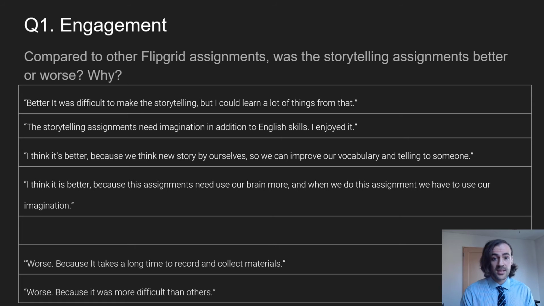Overwhelmingly positive, as you can read here. They needed imagination in addition to English skills, so they enjoyed it. They liked thinking of new stories by themselves. There were a few who didn't particularly love it because it takes a long time to collect materials and to put pictures together, and it's more difficult. But actually, even though that's a negative feeling towards that, it's a response that I appreciated because it also shows that they had to really be engaged with this even though they don't particularly love it.